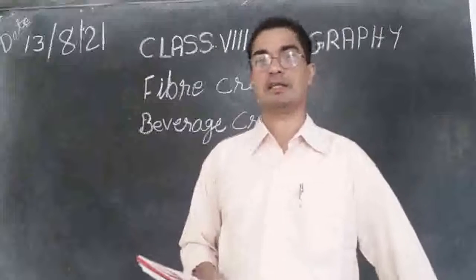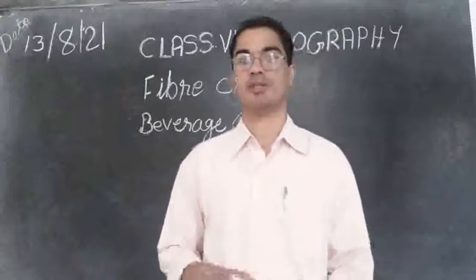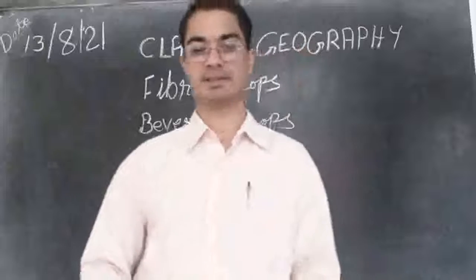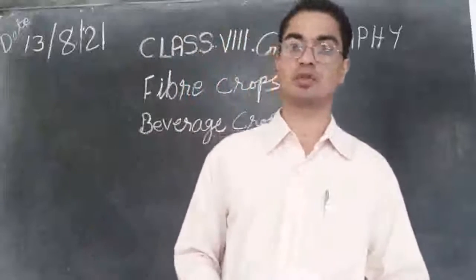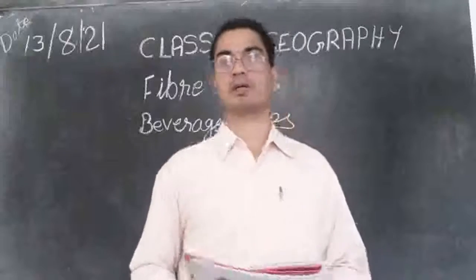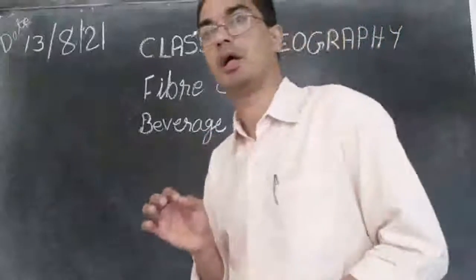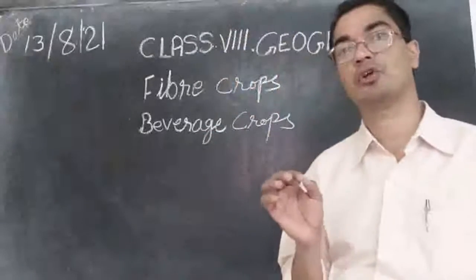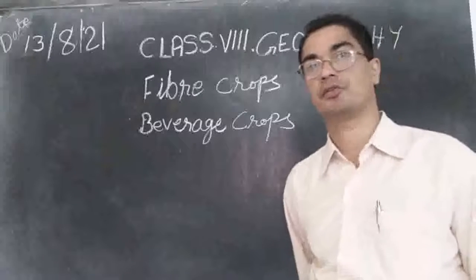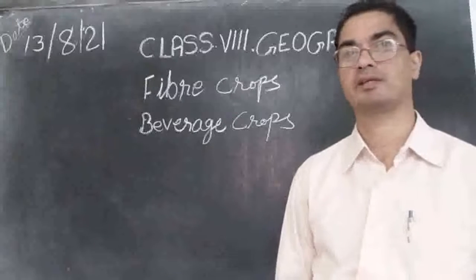And we are studying about different types of crops. We already studied about the major crops like rice, wheat, millets and so on. Maize also we have studied. Today we shall study about few fiber crops, the crops that are used for fiber, from which we get fiber. Fiber is used for making clothes or making rope, bags, and so on.